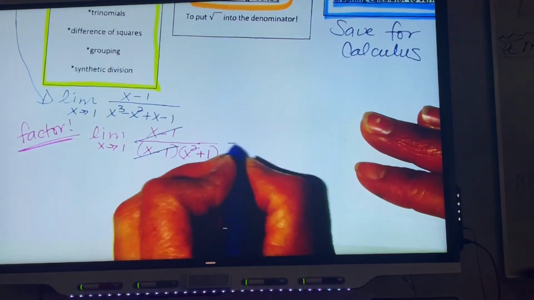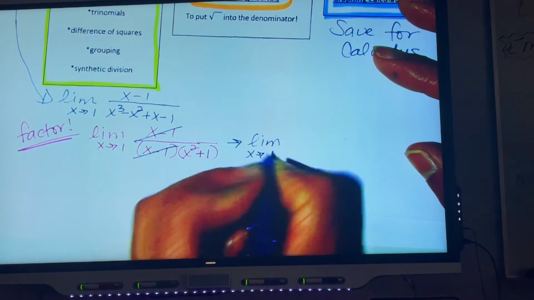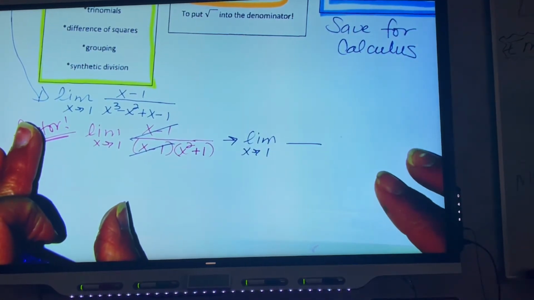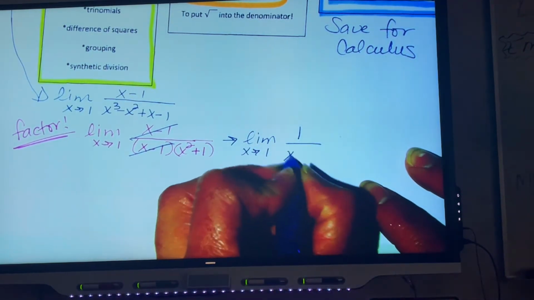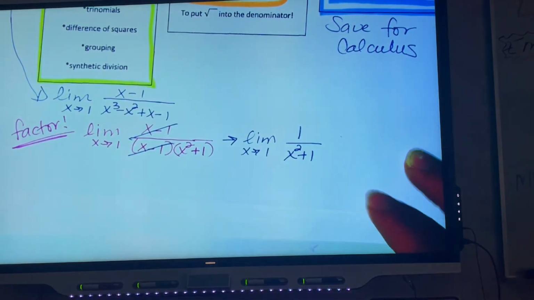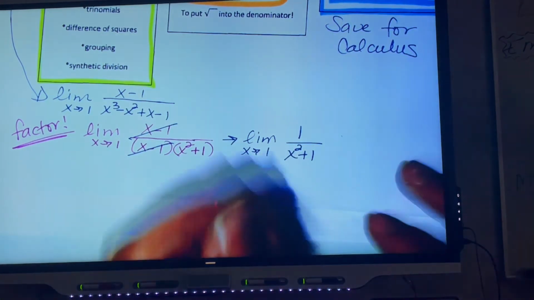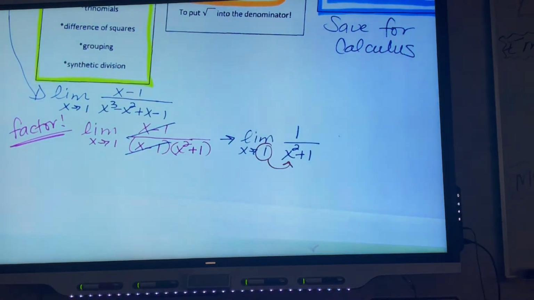So now I can rewrite this. The limit as x approaches 1. Remember, when stuff cancels, it does not turn to 0. It divided out, so it turns into 1. So I have 1 over x squared plus 1. And now the problem that was in the denominator that was making it 0 is gone. It canceled out. So now we can take that x value that it's approaching, that 1, and we could plug it in. We could substitute it in.